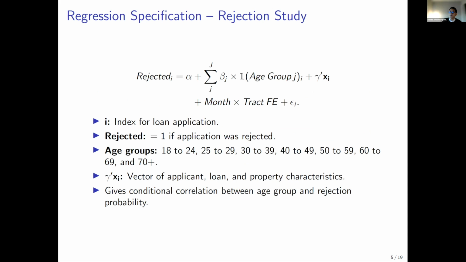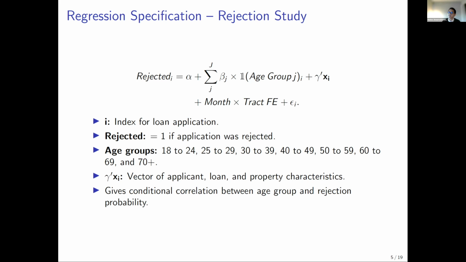For the first part of the paper, I'm going to run a simple OLS regression, just following this literature on unequal mortgage access, where a rejection dummy variable is regressed onto a vector of age group variables. The age groups that I have here are 18 to 24, 25 to 29, so on up to 70 plus. And then I'm going to have a vector of control variables that are standard to the literature. These are things like income, credit score, DTI, LTV, and the like. I also observe a bunch of loan characteristics and property characteristics. So this regression will, of course, give me the conditional correlation between rejection probability and age.